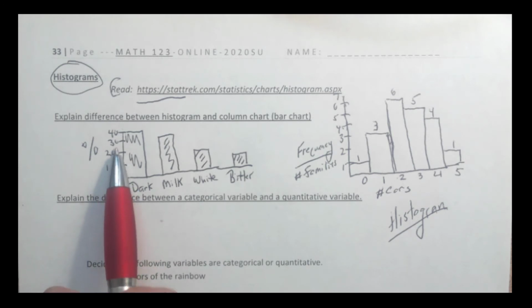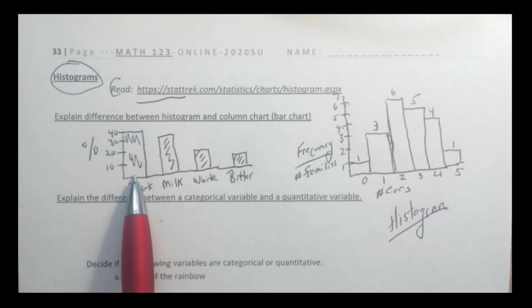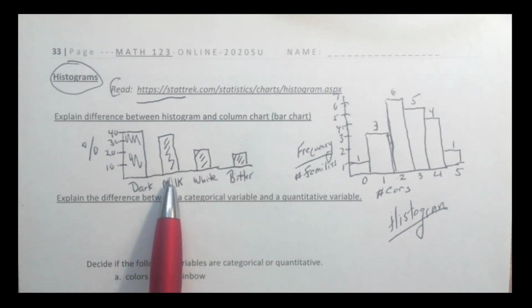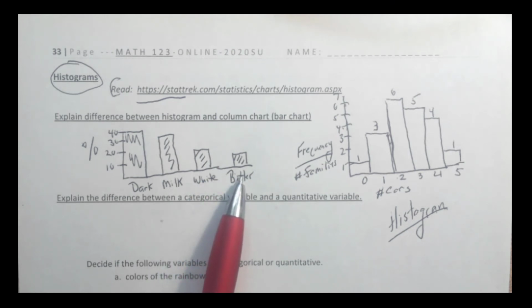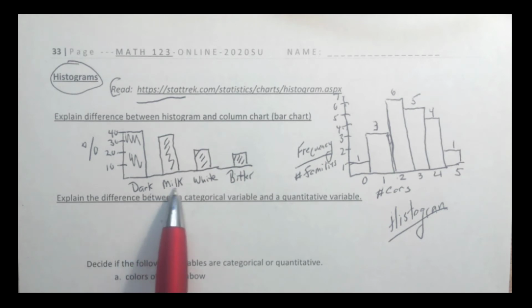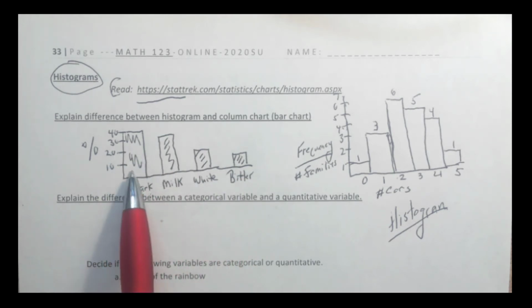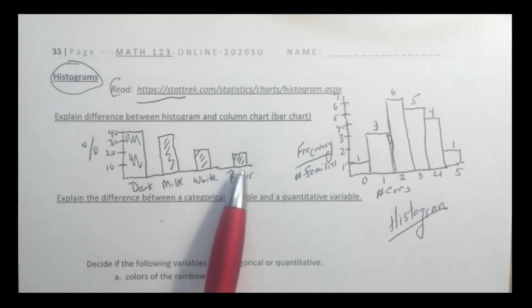And here is the percent that is bought of each type. So 40% by this, 30% by milk, 20% by white chocolate, and 10% by bitter chocolate. So these are qualitative categories. And this is how much of each, and this is in percentage, and notice that they're separated.